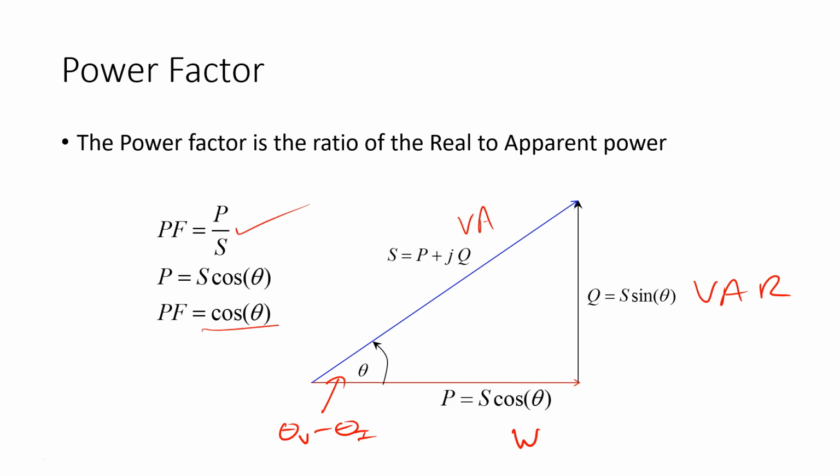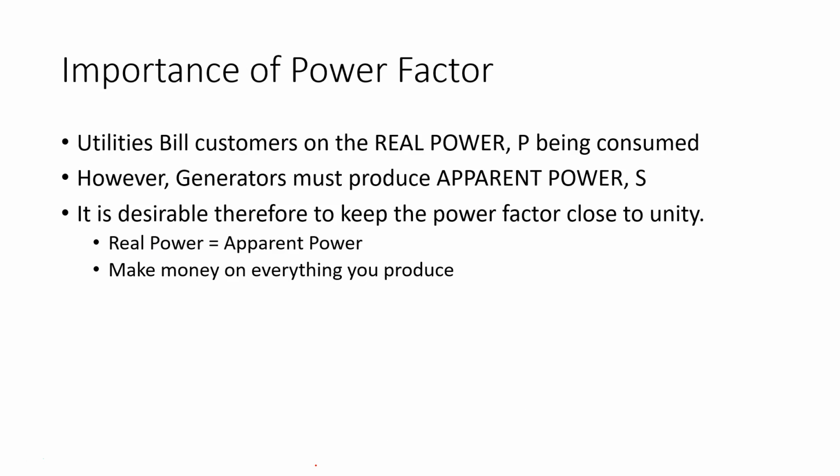So this angle here is the angle between V phase and I phase. That's an important thing to remember when you get into three-phase systems next term. When you look at line voltages and phase voltages, the angle you look at is always the phase voltage angle. Good. So just to recap, the power factor is the ratio of real to apparent power, and that is the same as the cosine of the angle between S and P, or V and I. So why is this important?